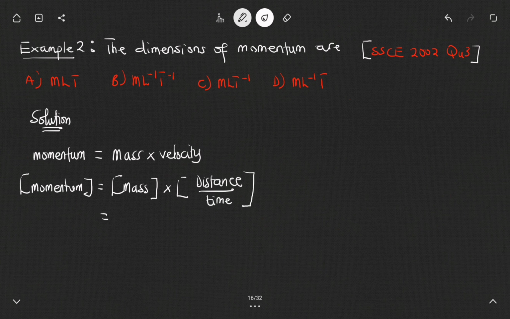So this will be equal to the dimension of mass, m, multiplied by the dimension of distance, l, divided by the dimension of time, t. This equals m multiplied by l, and the t, if we bring it to the top, becomes t raised to the power negative 1. The dimension for momentum will be m l t minus 1. And if we look through the possible answers, option C is the correct answer.